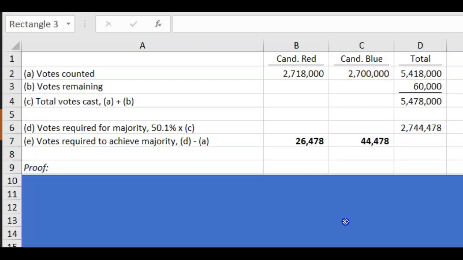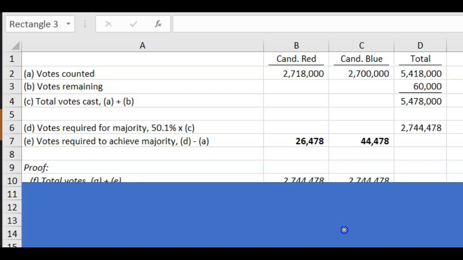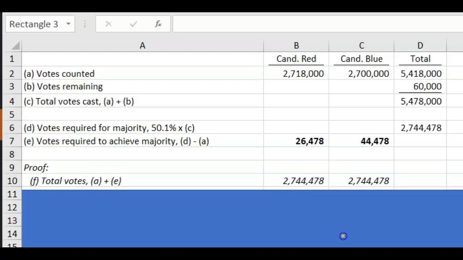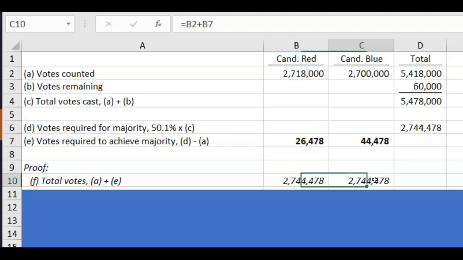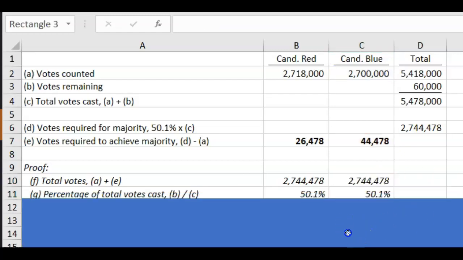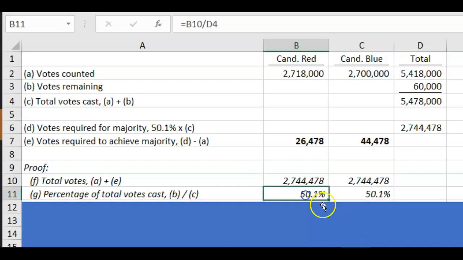Okay, now let's prove that that's right. The total votes would be equal to candidate red plus whatever needed to achieve the majority. In the case of candidate blue, we'll take the 2,700,000 plus what we just calculated at line 7, the 44,478. Okay, and then if we divide that by the total votes cast, it should be equal to 50.1%.